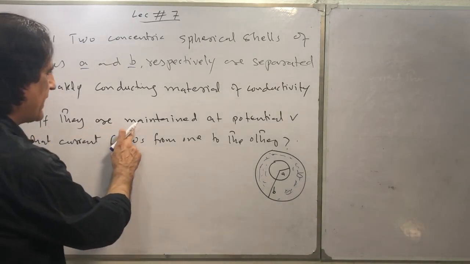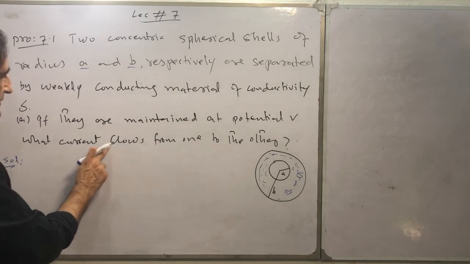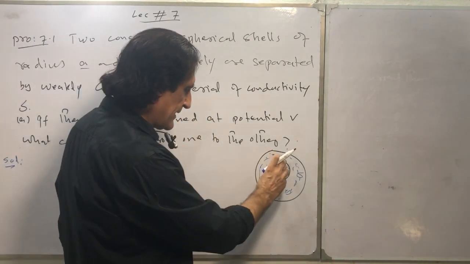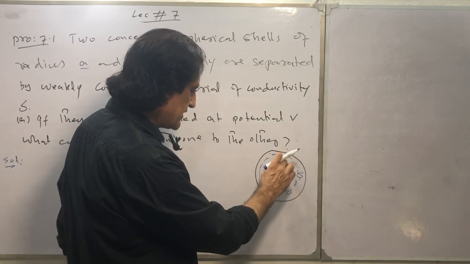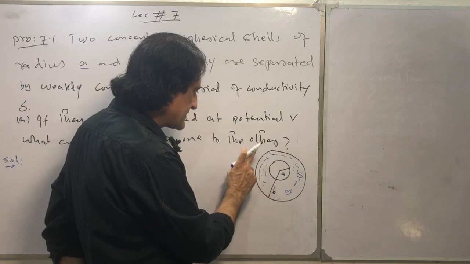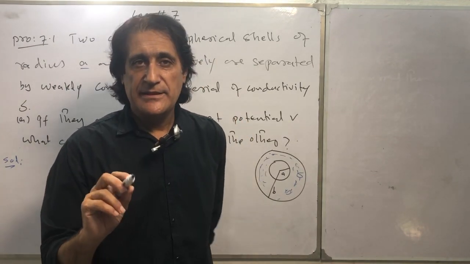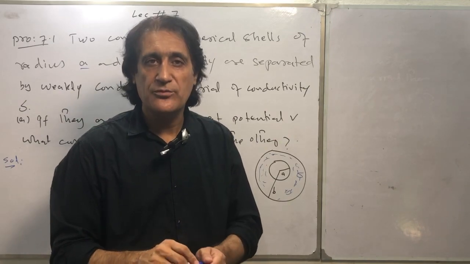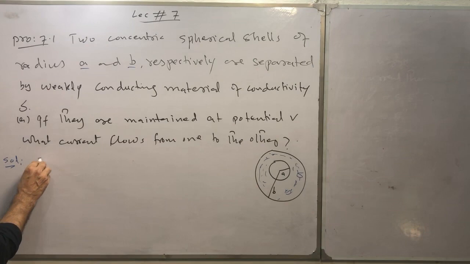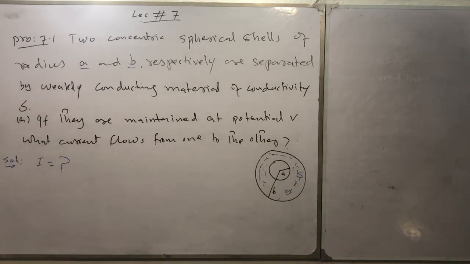If they are maintained at potential V, what current flows from one to the other? If there is some potential difference V, then what current will flow from this sphere to this sphere? It means that in this problem, we have to find out the current I. This is now clear. We need to find out the current I.